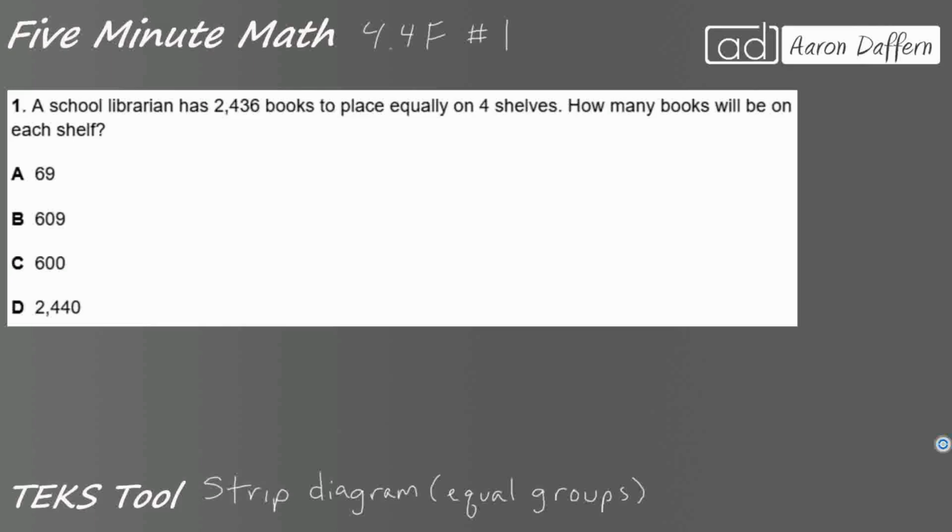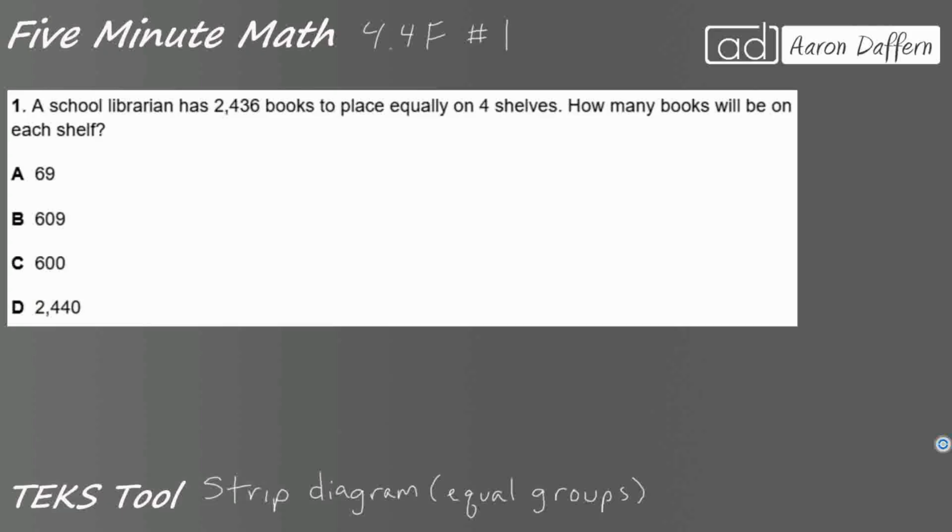Today we are looking at the TEKS tool strip diagram. We are working with equal groups with a problem related to TEKS 4.4f. We will solve it in 5 minutes or less. If you haven't done so already, please go ahead and take a moment to pause the video, work this problem out on your own, unpause it, and we will look at our answers together.